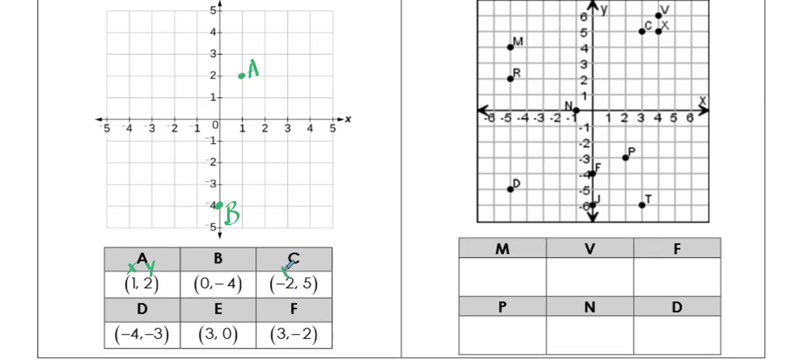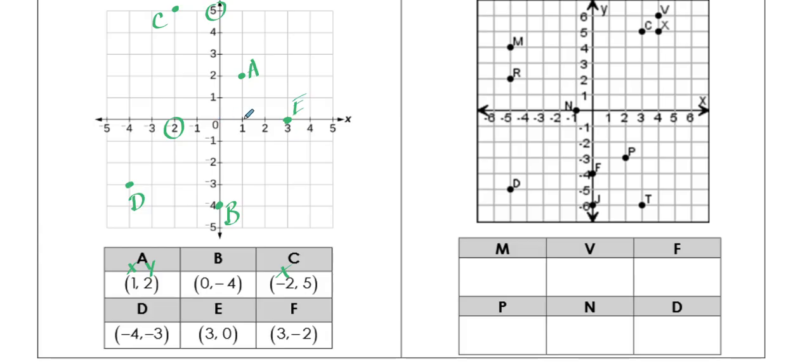C, x is -2. So along the x-axis, we move to -2. And then y is 5. That means we move up to a +5 for the y-axis. So -2, 5. That's where C is. -4, -3. -4 is our x-coordinate. -3 is our y. 3, 0 for E. 3 tells us move 3 to the right. 0 for the y says don't move up or down at all. It's going to stay right there. That's E.